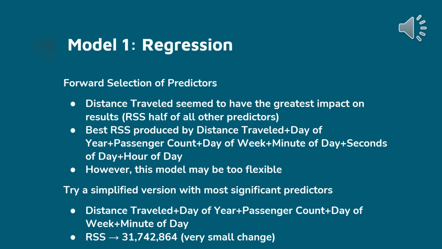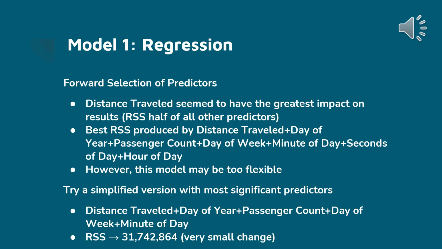To begin, we wanted to build a regression model that would help tell us what our fare amount would be given all of our predictors. So initially we started with each predictor on its own and walked through a forward selection to determine the best fit of predictors. We noticed that distance traveled really cut the RSS in half compared to all the other predictors. So this seemed to be the most significant and was the first one that we chose.